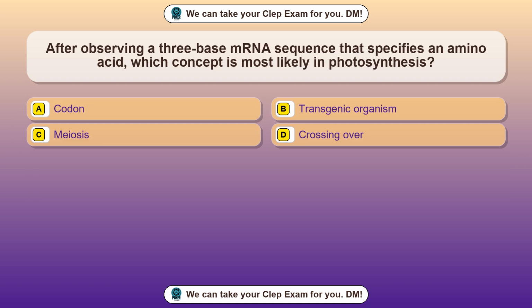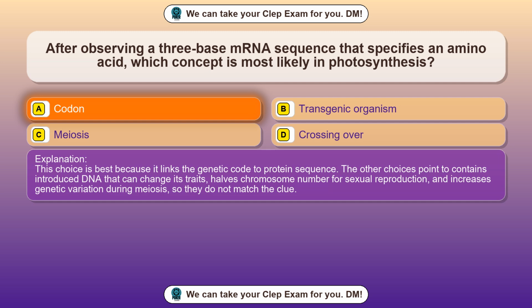Question 40. After observing a 3-base mRNA sequence that specifies an amino acid, which concept is most likely in photosynthesis? Option A, codon. Option B, transgenic organism. Option C, meiosis. Option D, crossing over. The correct answer is option A, codon.